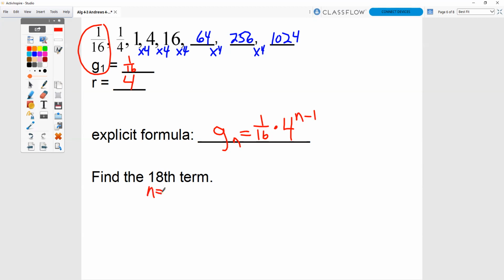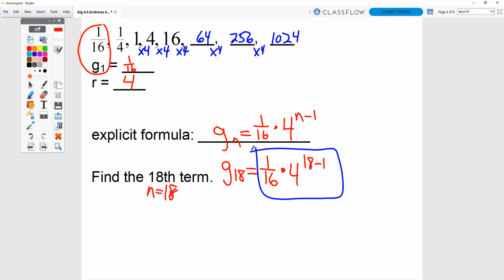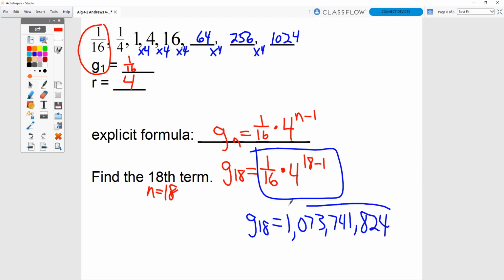You're looking for the 18th term, so n equals 18. So G sub 18 equals 1/16 times, and you could change that into a decimal again, 4 to the 18 minus 1 power, or the 17th power. Type this into your calculator. You get that the G sub 18, the 18th term, when we keep on multiplying by 4, is 1 billion 73,741,824. Big number here.